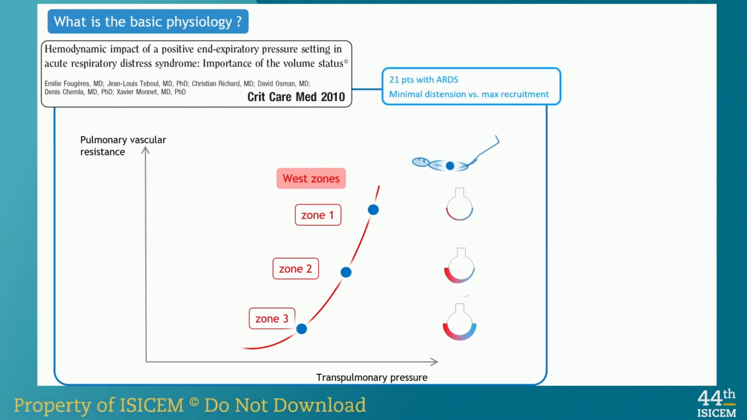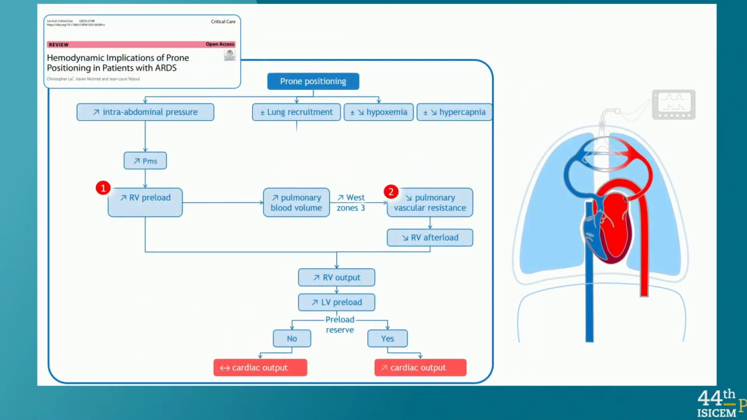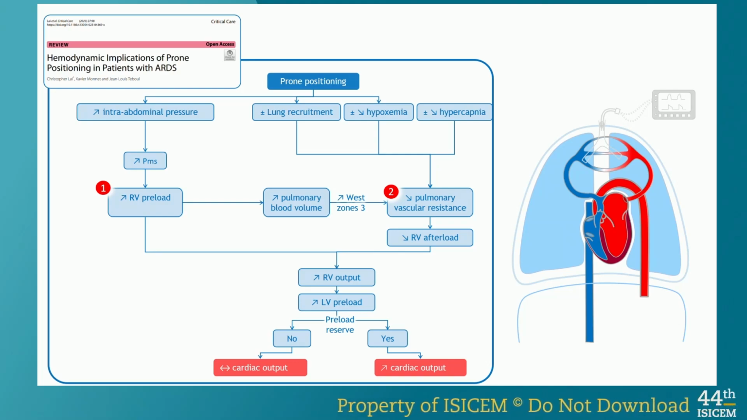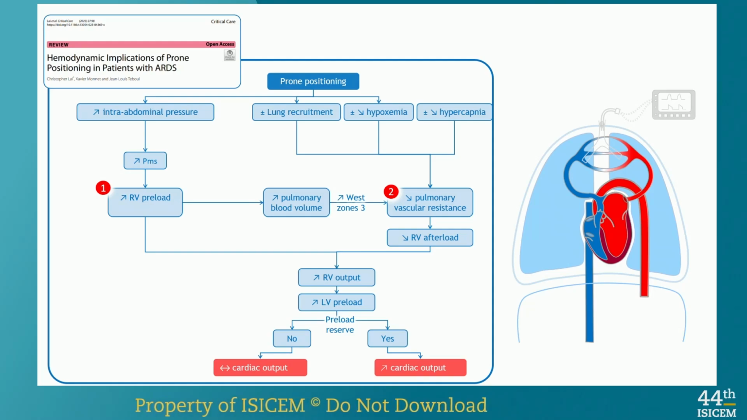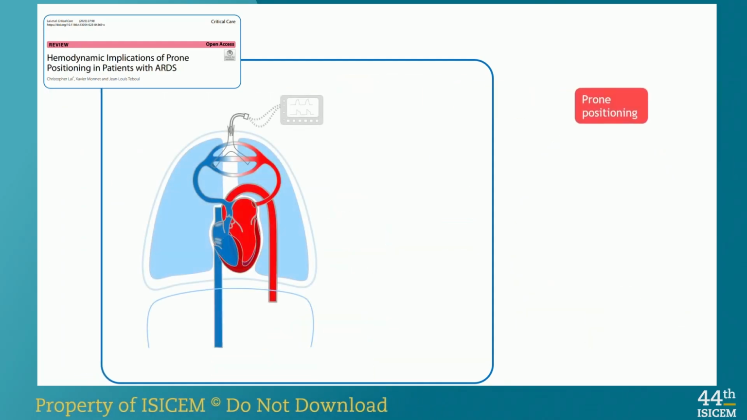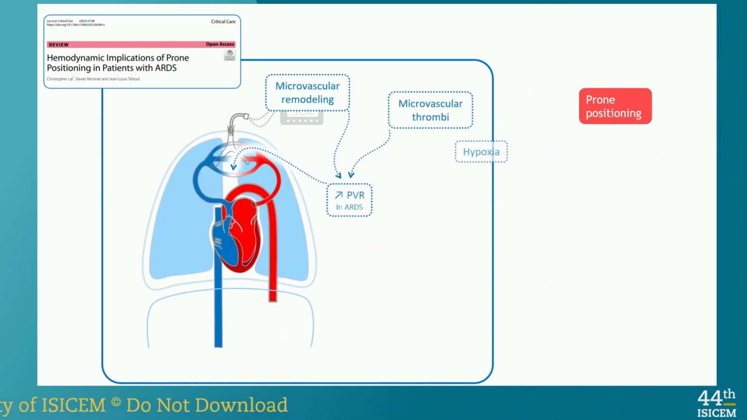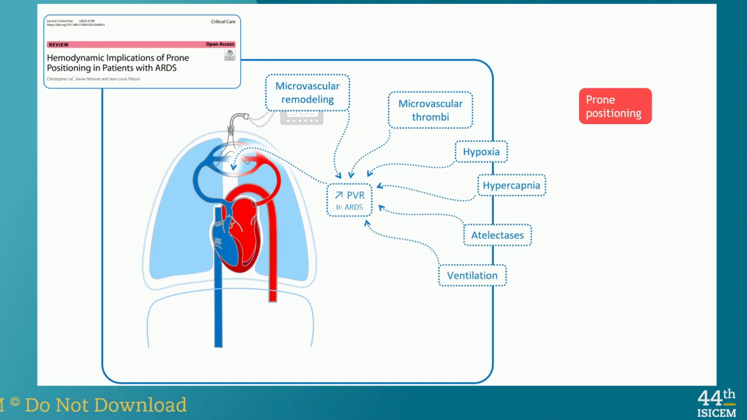during passive leg raising, another way to increase the pulmonary blood volume, where we also observed this increase in the proportion of West zones 2 and 3. You understand that this may decrease pulmonary vascular resistance. But another way through which prone positioning decreases the pulmonary vascular resistance is by lung recruitment, decrease in hypoxemia, and hypercapnia. You all know that the increase in pulmonary vascular resistance during ARDS is due to multiple factors.